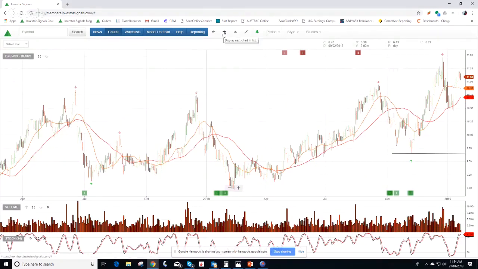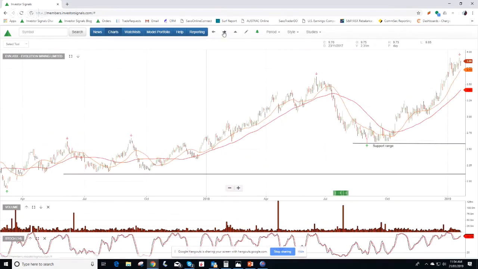Dexus within the property space. If we look at the algorithm, where it switches from sell conditions up the top here into buy conditions, that's the point that is added into the model portfolio. So Dexus has done well since being added.